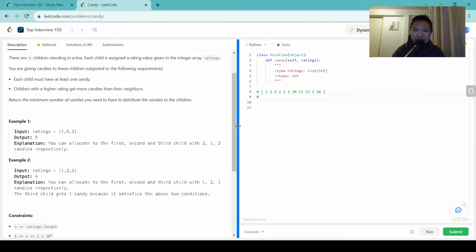You know what? It's so bizarre. You know what, LeetCode? You are so bizarre. You are such a weirdo for rating children. These are children. Come on. We just give them the best candy nevertheless.